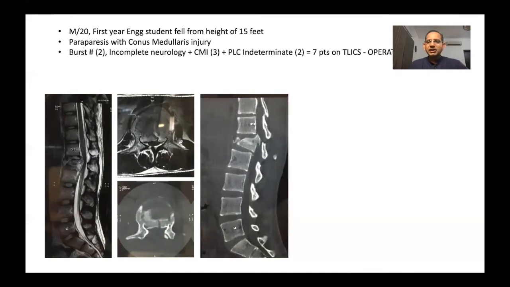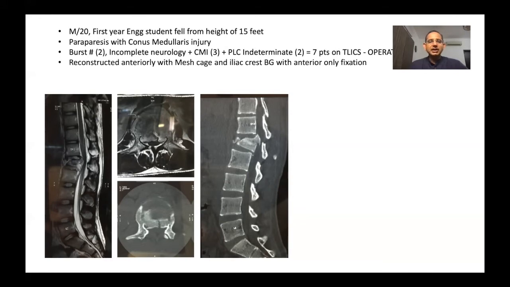So if you take a look at the TLICS score, he had a burst fracture, 2 points, incomplete neurology with conus medullaris injury, 3 points, and an indeterminate PLC, another 2 points, giving him a total score of 7, and the recommendation would be operating on this patient.